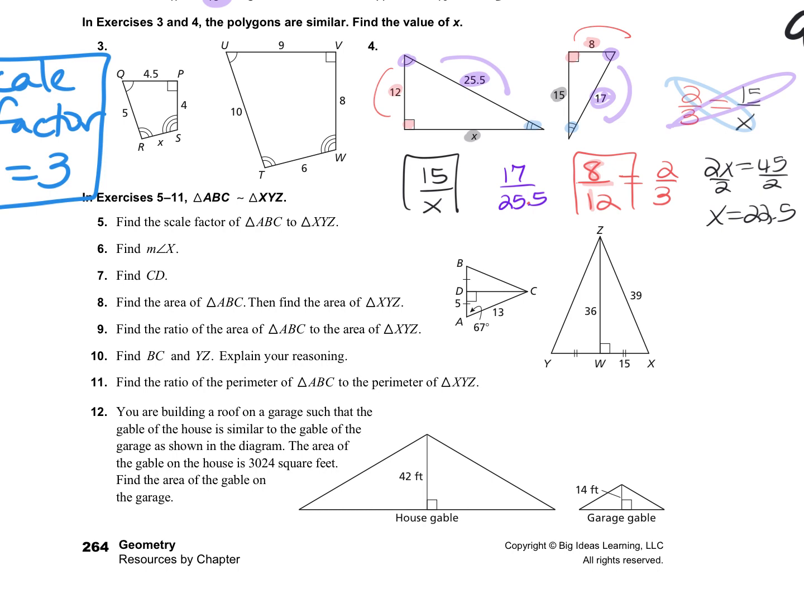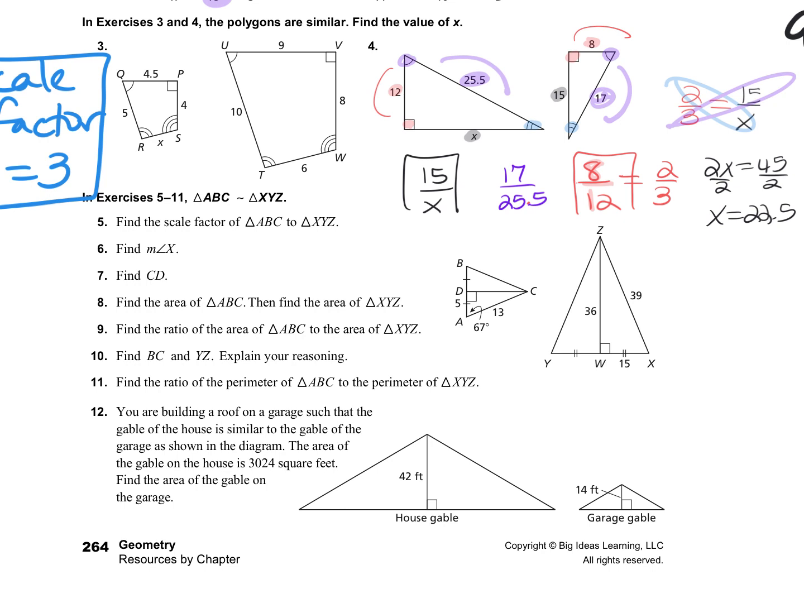You're not going to have to identify if a segment is an altitude or a median. You're just going to have to find its length. You'll also have to find perimeter or area, depending on your version. Remember, the ratio of the perimeters is always the same as the scale factor. However, the ratio of the areas is always the side length or the scale factor squared.